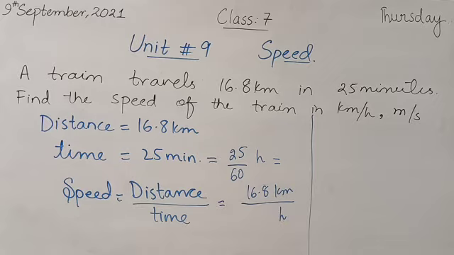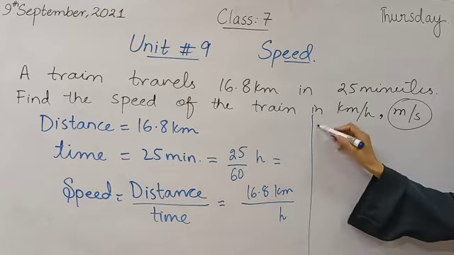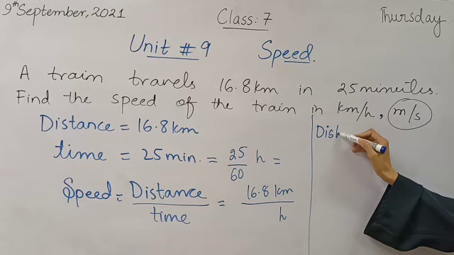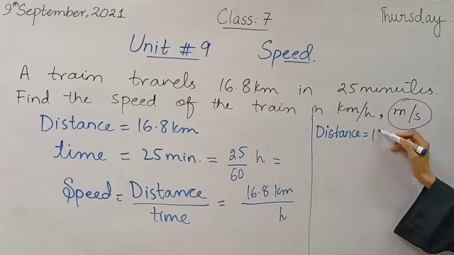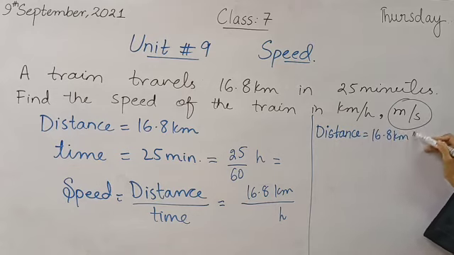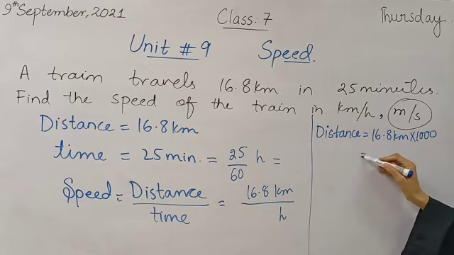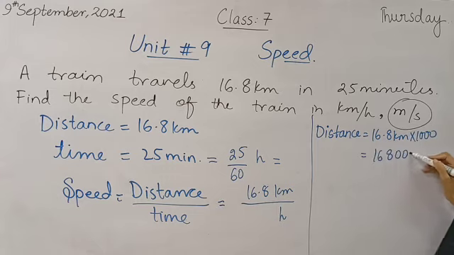Now second part is meter per second. To find out the speed in meter per second, we need to convert kilometer into meters and minutes into seconds. So to convert kilometer into meter, what should I do? I'll multiply 16.8 kilometer with 1000 and I'll get 16,800 meters.